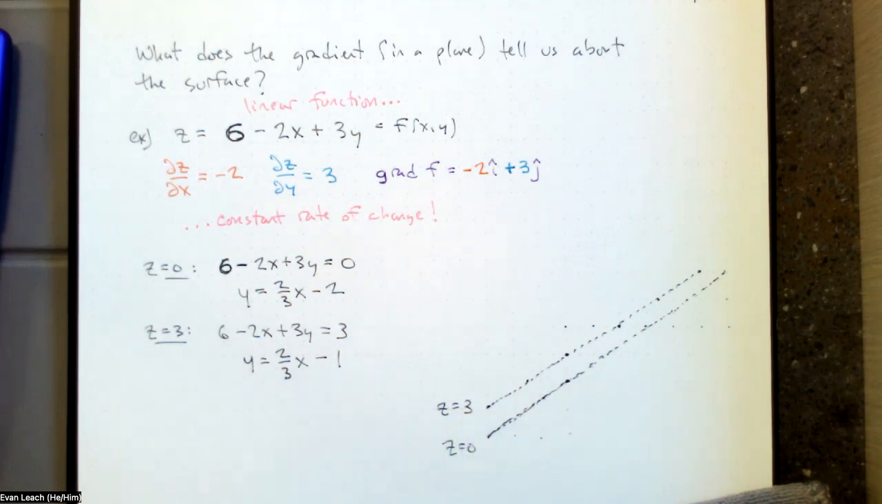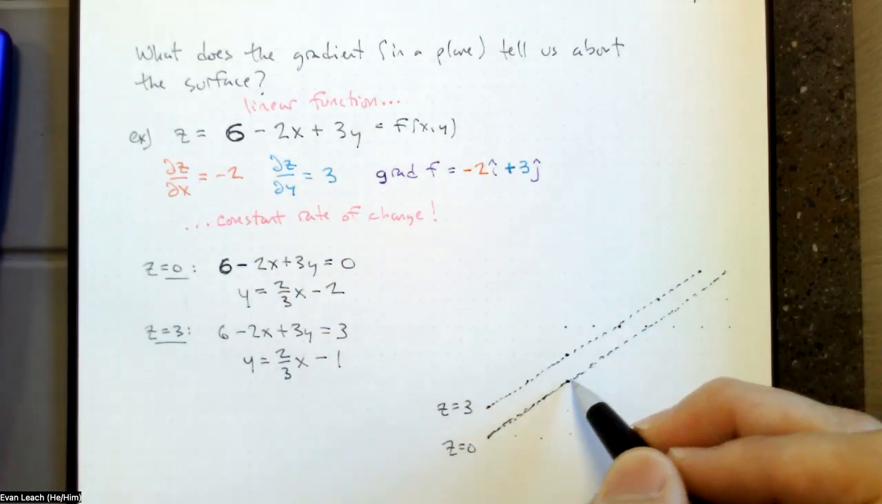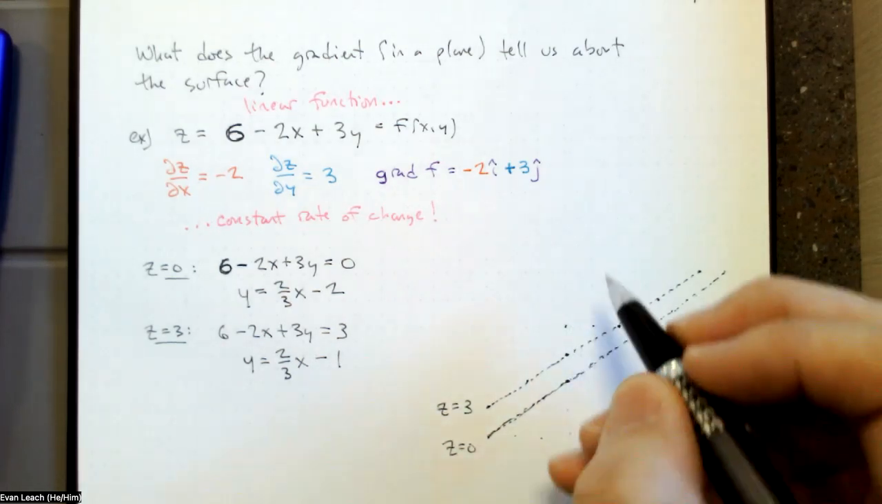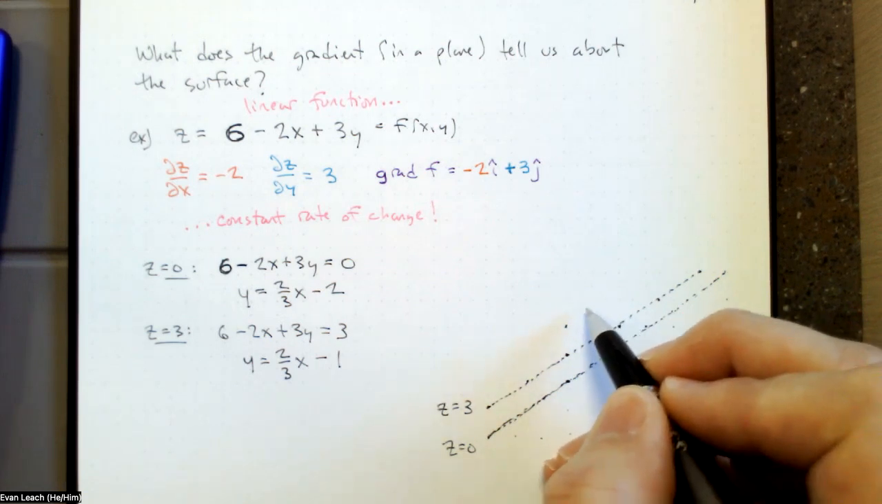Now we see what the pattern is going to be. We can see what's going to happen. I'm going to make these lines all 3 units apart for z. So I need to go up 1 more, and that'll give me the z equals 6 contour.